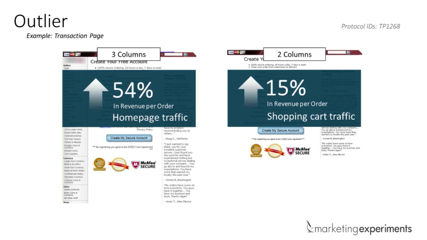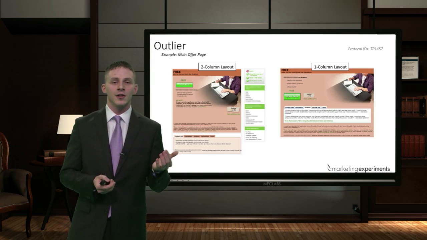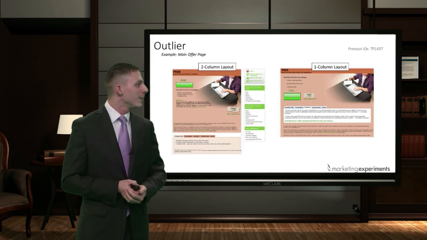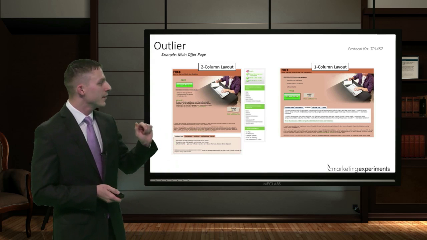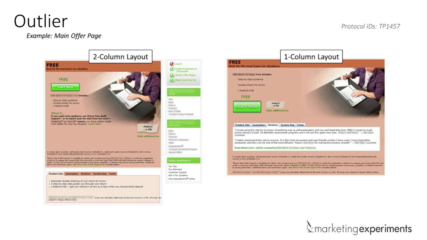And again, these are select test protocols from a number of them, but they all kind of represent the same kind of outlier pattern. We've got a main offer page, a two-column layout and a one-column layout. Even though it looks slightly different, I want you to know that the content is exactly the same. All they've done is bring the tabs up into the main area above the T's and C's, or just the small print. What do you think? Two or one?